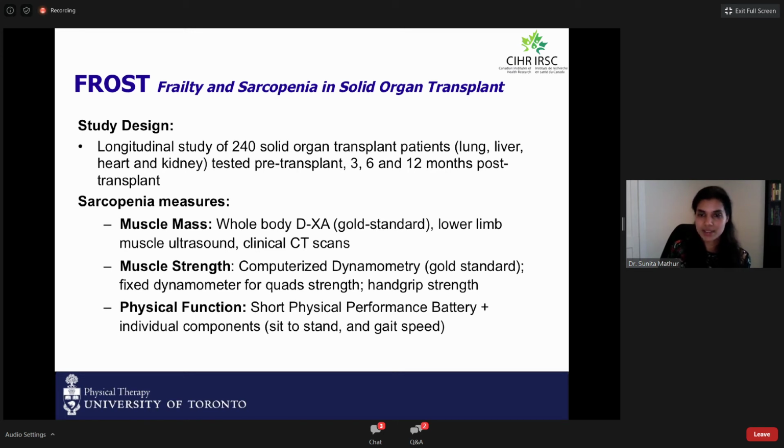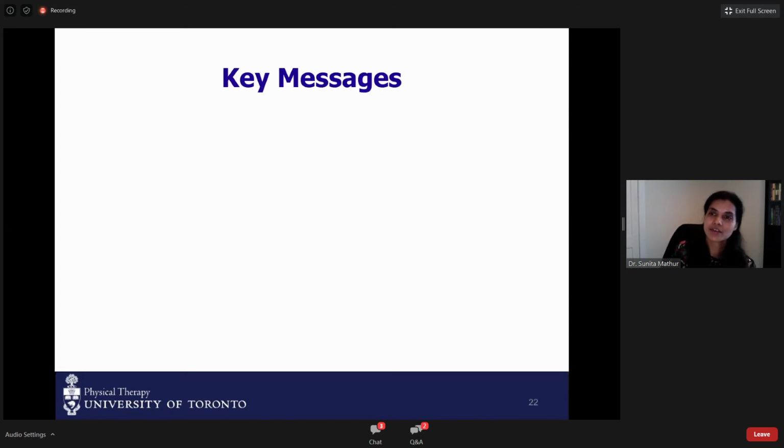we're including hand grip to see how well that performs. And for physical performance, we're using the short physical performance battery, the total score, but also the individual components to see, can we just use one of these tests rather than the whole battery to predict sarcopenia? So that study is currently underway. Hopefully the next time we have this conference, we'll be able to share some of the results.